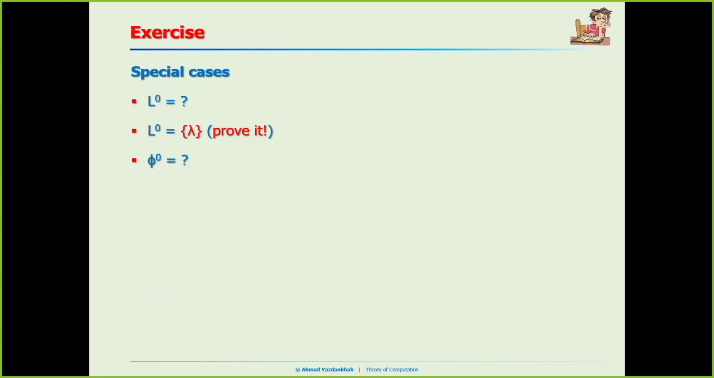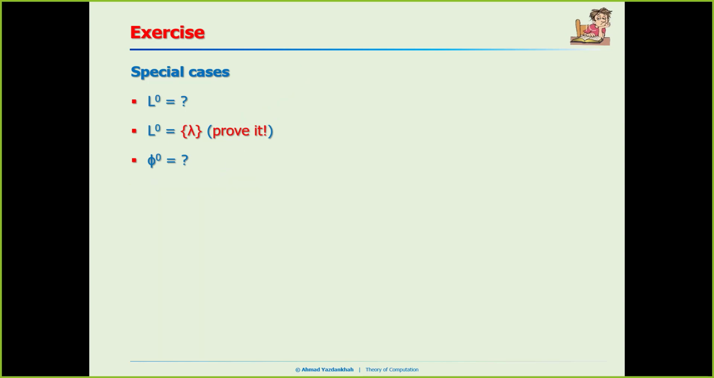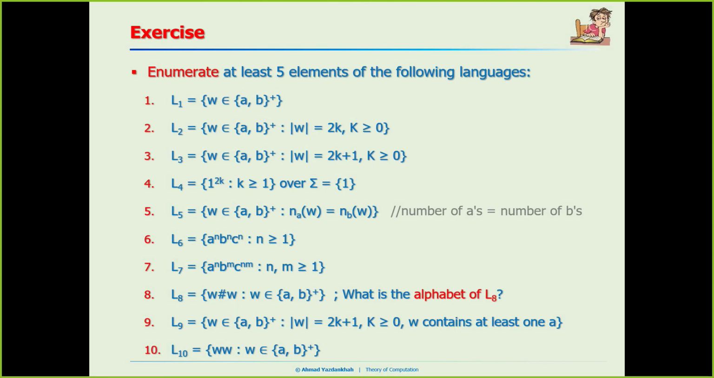If we prove this, that is provable, right? If this is correct, which it is, then we are saying L to the 0 is lambda. What is L here? Am I specifying L? No, L can be any language. And if this is the case, then if I replace L with phi, it should be the same thing. Okay, so I put some exercises for you. I ask you to just enumerate at least 5 elements.